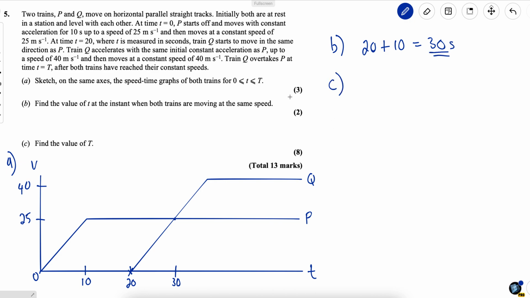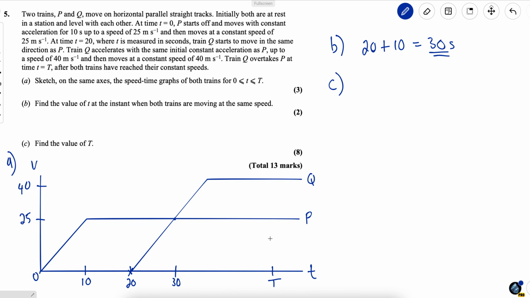For part C, find the value of T. Now, train Q overtakes P at time t equals capital T after both trains have reached their constant speed. So somewhere along here, I'll mark a T there. They have covered the same distance, because as one is overtaking the other, at that instant they have actually covered the same distance. So we just need to find the distance for both, and on a velocity time graph the distance is the area under the graph.